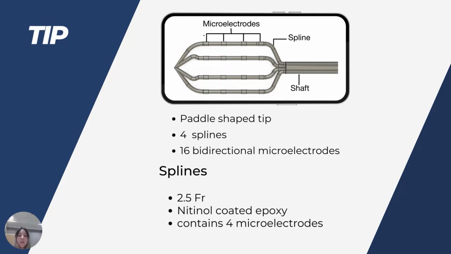The tip design is a petal shape with 4 spines and 16 bidirectional microelectrodes. The alignment pattern of the electrodes provides the ability to map from any direction with better performance compared to other designs. For the spine, the 2.55 French gauge spine is made of nitrile due to its high elasticity and biocompatibility, coated with epoxy for surface protection and electric insulation. Each spine contains 4 microelectrodes as shown in the picture.